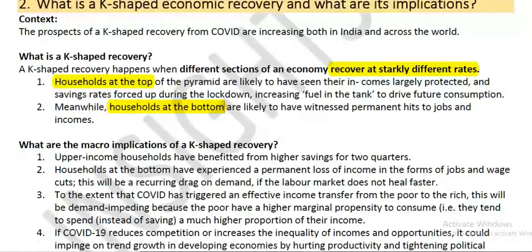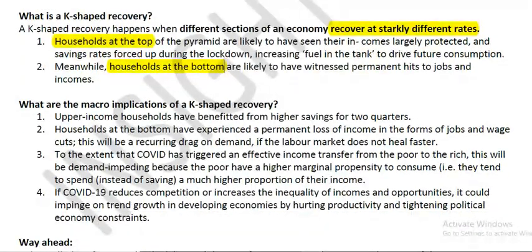What do the households at the top do? They save their income during the pandemic for future needs. Meanwhile, the households at the bottom have lost their jobs, and demand has been hit tremendously. But the actual macroeconomic implication of the K-shaped recovery concerns the marginal propensity to consume of the households at the bottom. This you have to keep in mind. The poor have a higher marginal propensity to consume.